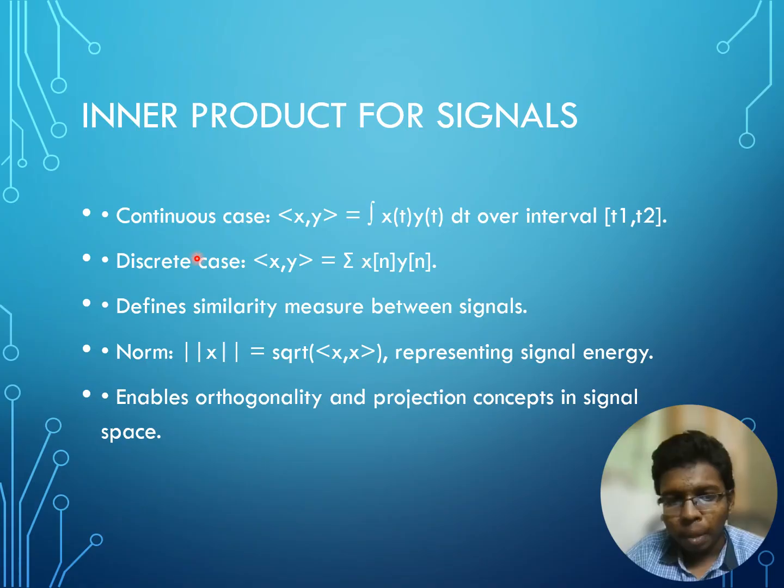Next, inner product for signals. Continuous case: x comma y is equal to the integral of x of t y of t dt over the interval T1 comma T2. In the discrete case, x comma y is equal to the summation of x of n y of n. It defines a similarity measure between signals and enables orthogonality and projection concepts in signal space.